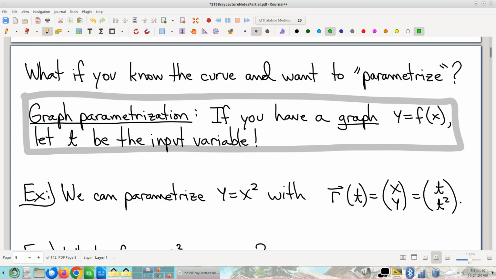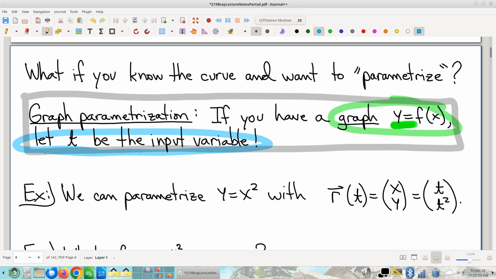So the big idea: if your curve is a graph, and we're going to say more about what a graph is in a few days, but for now, I'm just going to say a graph is a curve in whose equation you can solve for one variable in terms of the others. Here I've got y written as a function of x. If you can do that, here's the magic trick, the thing that makes this technique work: just let t be whatever your input variable is for the function whose graph you're looking at.